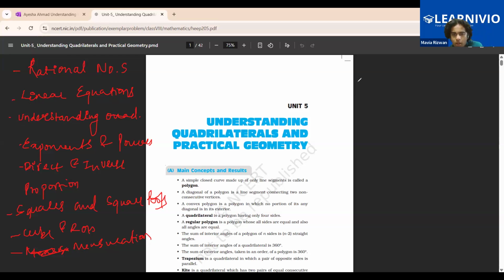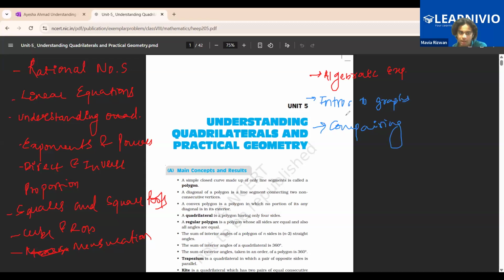Now, Abubakar, your school started algebraic expressions. Priyanka, your school has done introduction to graphs. Yes, sir. And there was one more chapter that your school has done, comparing quantities. Except these two chapters, we have done the other chapters that have been done in your school, right? Yes, sir. Okay.